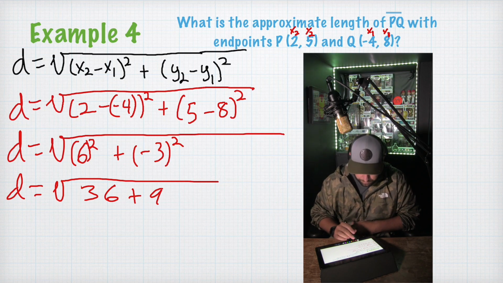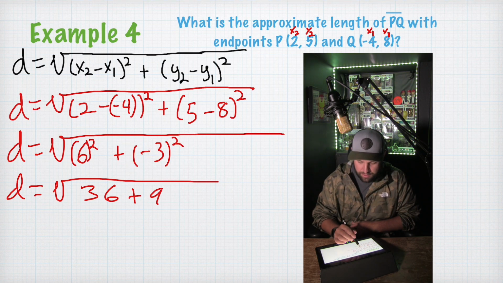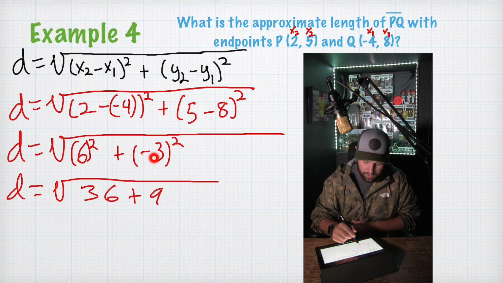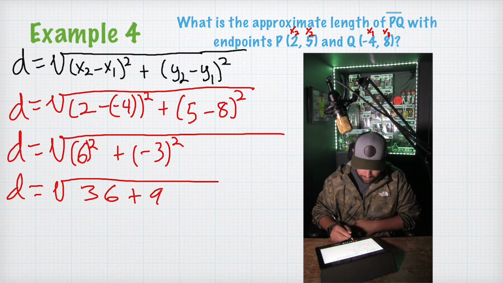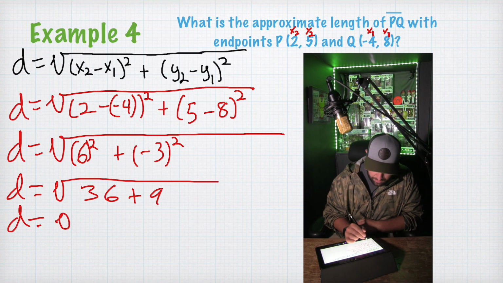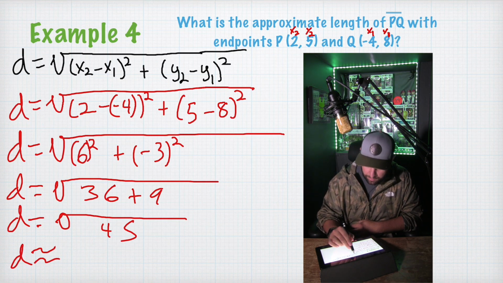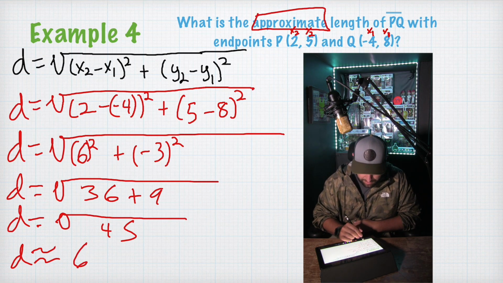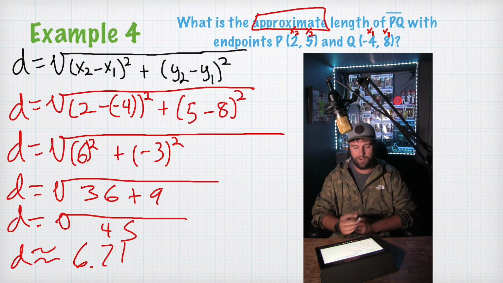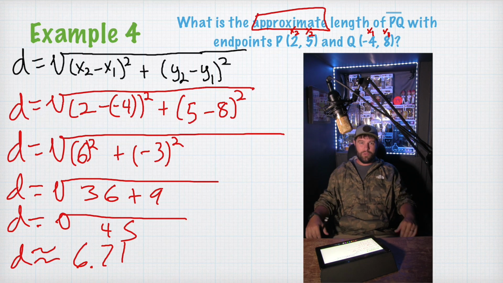So what gets you is if you don't put parentheses in your calculator and you just do negative 3 squared, your calculator actually only thinks it's squaring the 3, so it'll say negative 9. So we have to be careful when we're using our calculator. D equals the square root of 45. So D roughly equals, because they want approximate, if they say approximate, go ahead and put it in decimal form, equals roughly 6.71. That's today's whole lesson, guys.